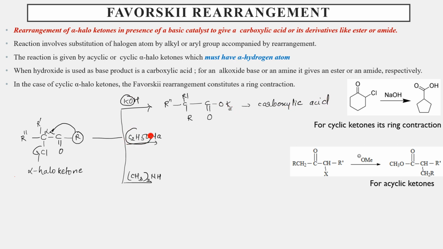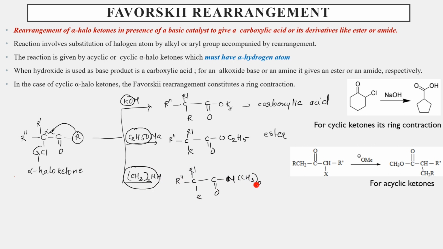Similarly, when you are using an ethoxide, you are getting an ester. So this OC2H5, depending upon the base, you're going to get that particular ester. Similarly, here this part is going to get attached. Sorry, N(CH3)2. So this is nothing but an amide.